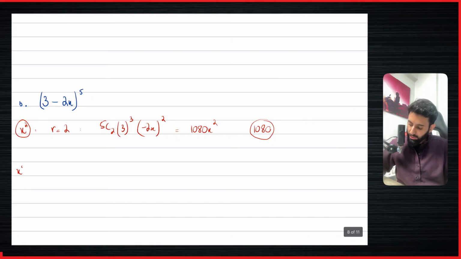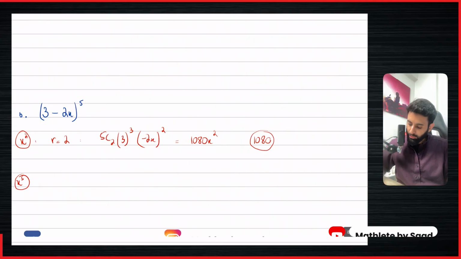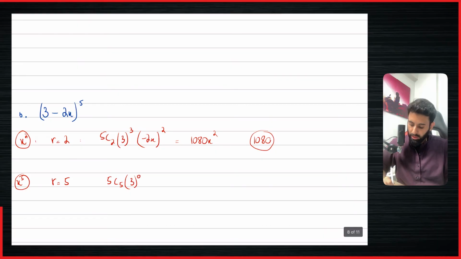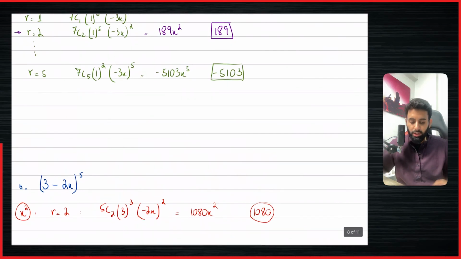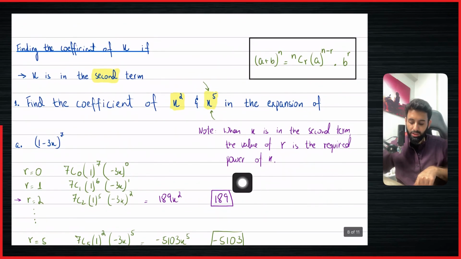And just like that, let's find out the coefficient of x^5, because that's what we have to do here, for which we'll use r as 5. Which means 5C5, 3 raised to the power 0, which becomes 1, and (-2x) to the power of 5. So 5C5 is 1, and so is 3 to the power 0. (-2) raised to the power 5 is -32, and x to the power 5. And the final answer becomes -32. So long story short, if x is in the second term, the value of r is basically the required power of x.